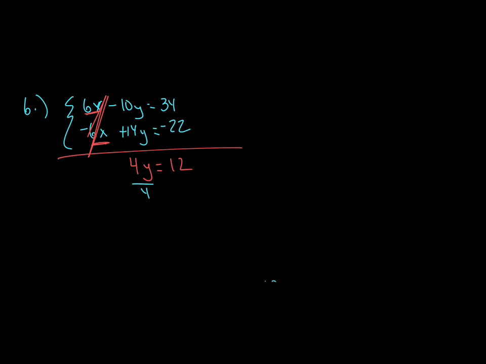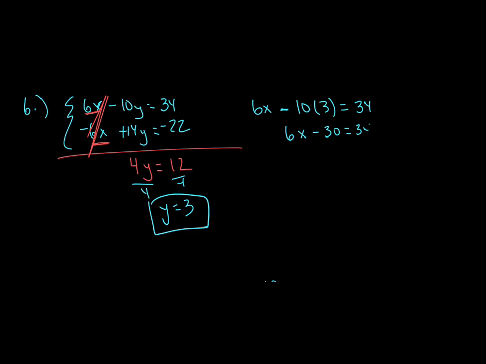So now I just divide both sides by 4. I get y equals 3. It doesn't matter where you put y in. You can put it at the top or the bottom. You just got to put it into one of them, so I'll do the top. 6x minus 10 times 3 equals 34. So I get 6x minus 30 equals 34.